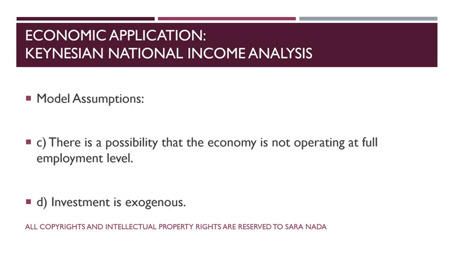And our last assumption is that investment is exogenous. It is an exogenous variable. Remember the difference between the exogenous and the endogenous variables. This means that the level of investment will be constant or given. It is determined outside the model. These are the four assumptions of the Keynesian national income model. Now let's move to the model itself.